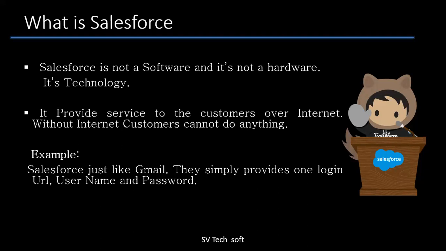Okay. An example of how Salesforce looks: Salesforce is just like Gmail. They simply provide one login URL, username, and password. To log into Gmail, you go and type gmail.com, where you are already registered, and enter your username and password. Similarly, Salesforce also provides one login URL, username, and password. You have to log in and start working on it. Salesforce is not a software, not a hardware, it's a technology. It provides service to the customers over the internet. Without internet, you cannot do anything on Salesforce. Is this clear to everyone?